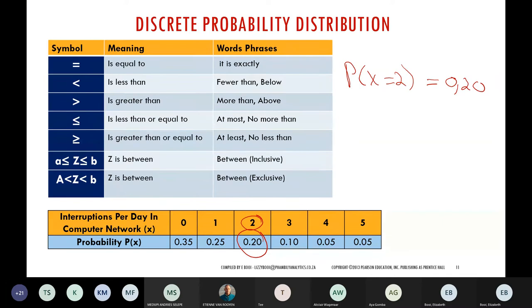I'm not going to ask you to do what is the probability of 3 or what is the probability of 4, because it's easy to do.